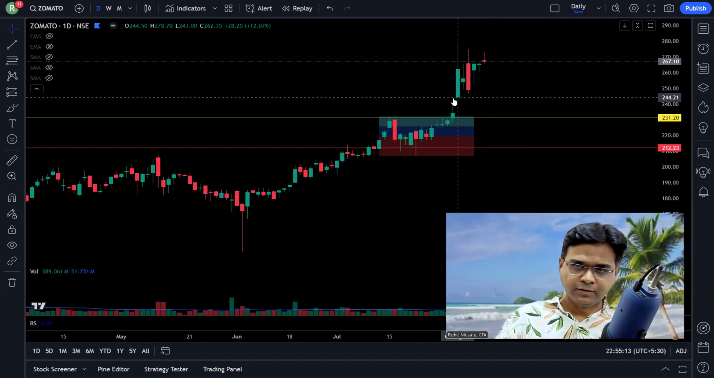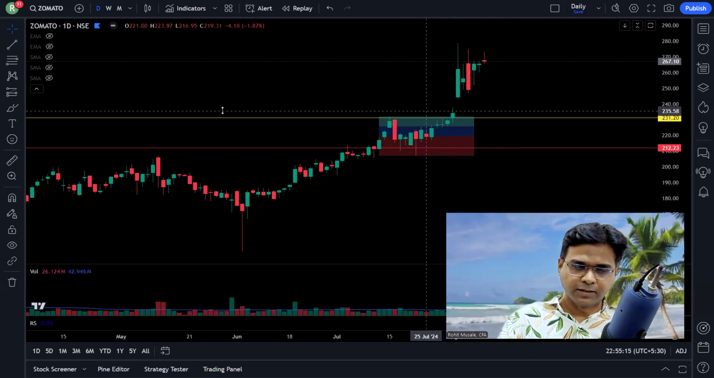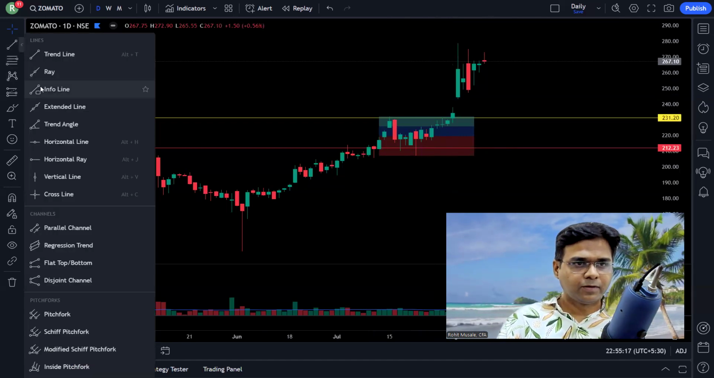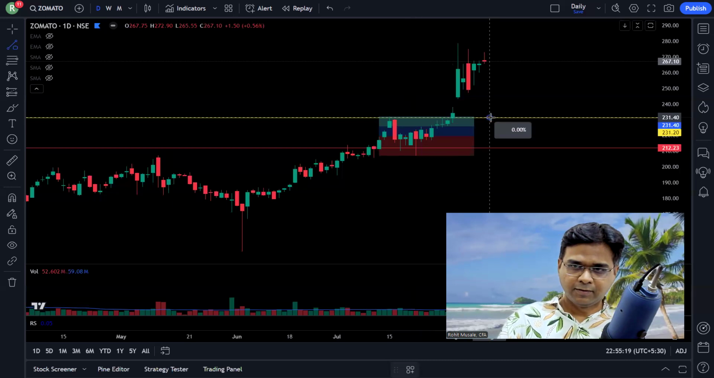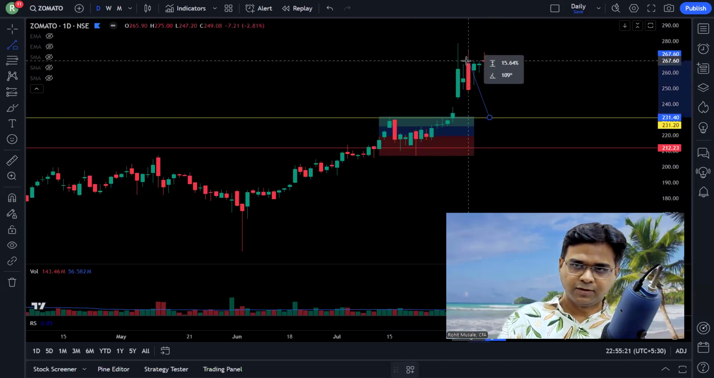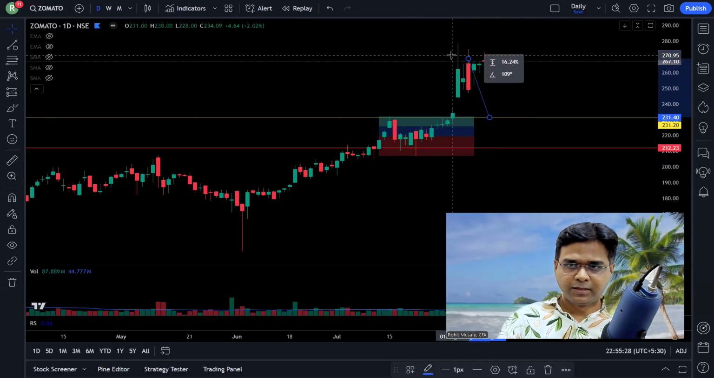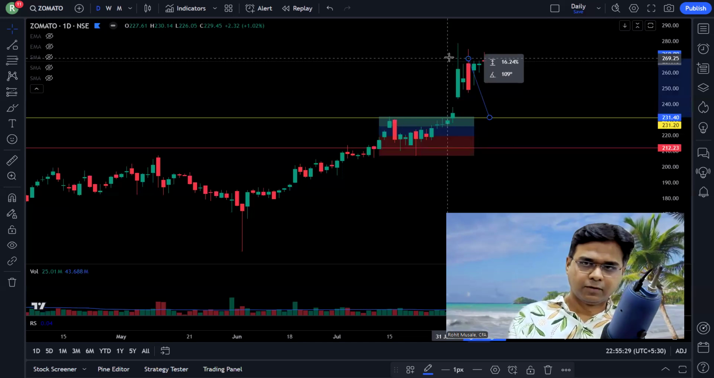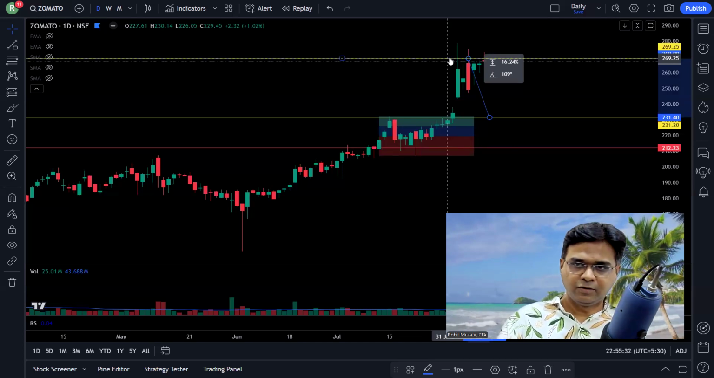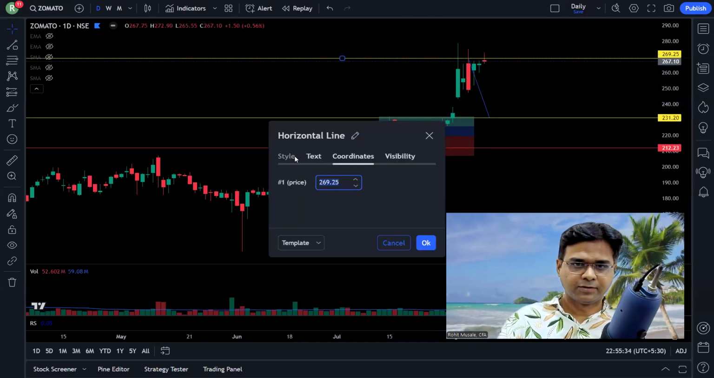So what I did is the moment it opened here, I placed a target level at 16%. Somewhere here, I placed a target. And I decided that I will sell 25% of my shares.